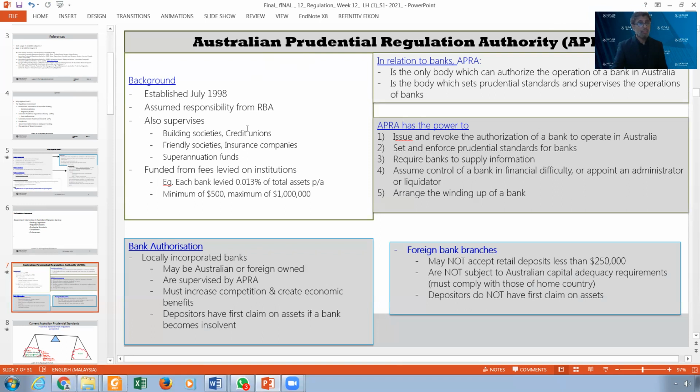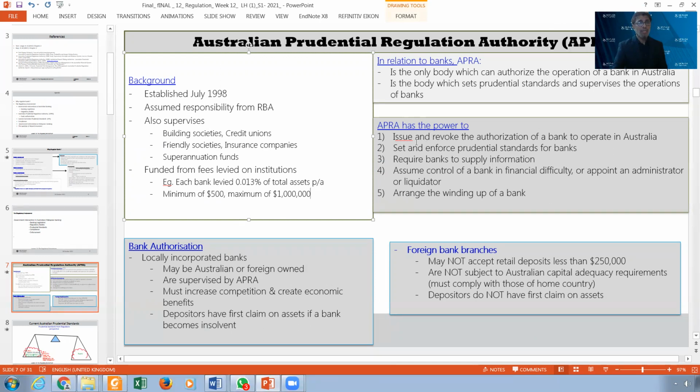Now, APRA is setting the standards, APRA is supervising the banks, APRA is receiving the reports, and APRA is actually financed, not by the government, but by the institutions. I think 0.3% of the total assets has to be contributed by each bank in the country to APRA. In Malaysia, I think Indonesia and some other countries, the regulators are financed by the government.